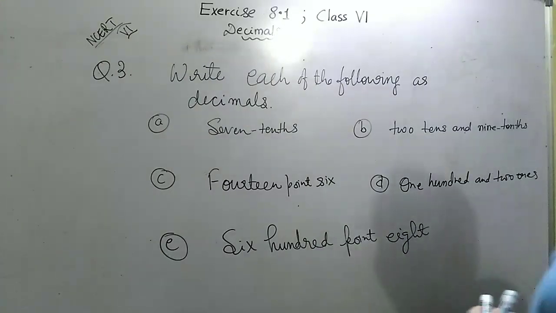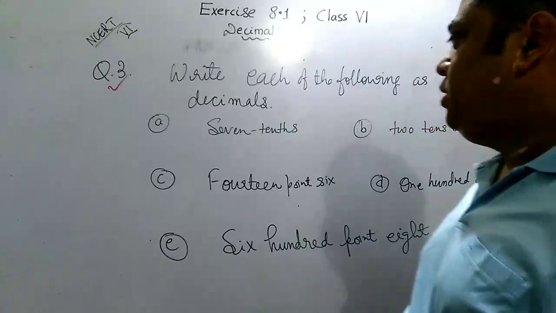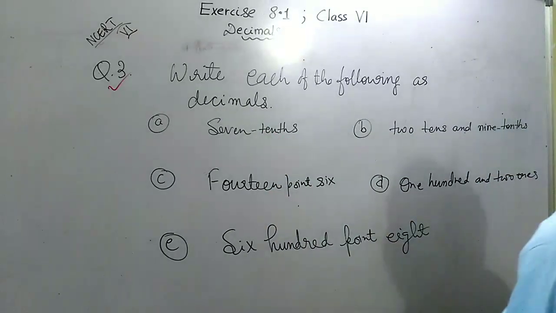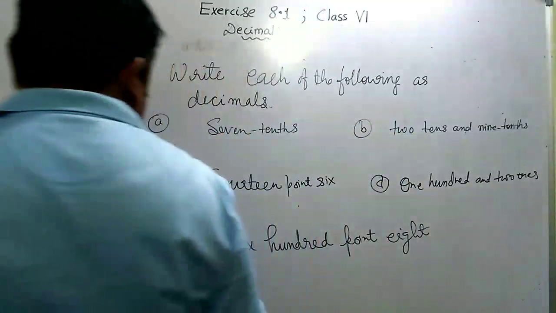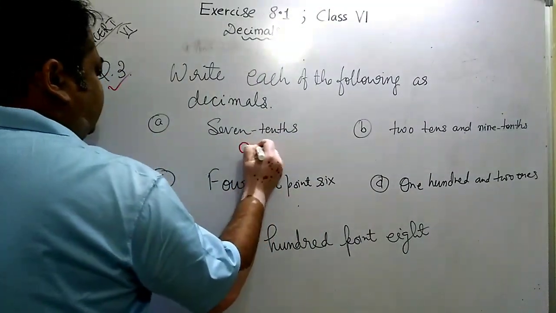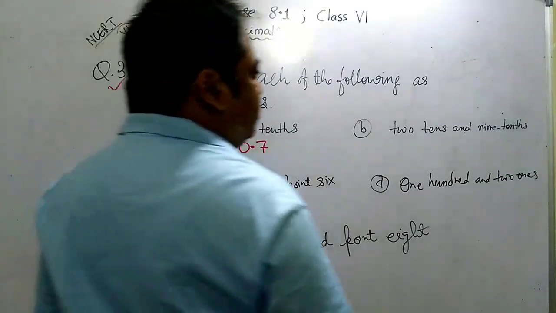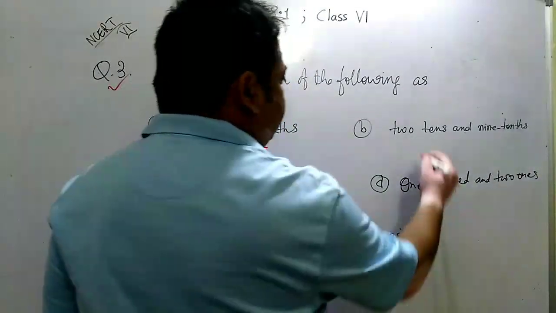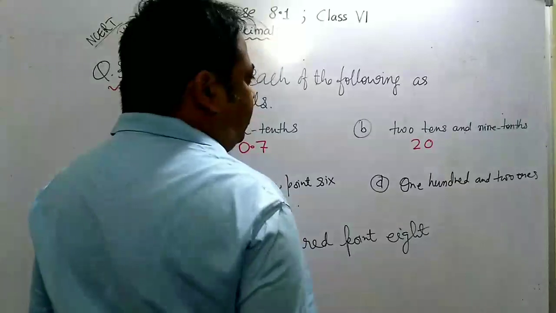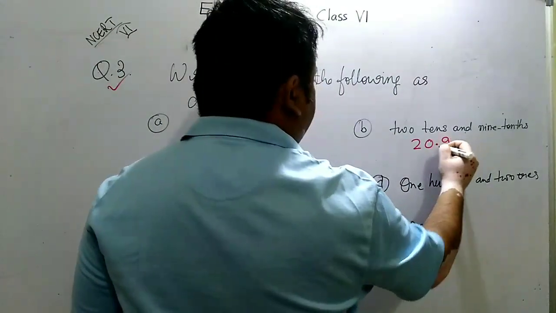Let us see question number 3 now. In question number 3, we have to write these words as decimals. So 7 tenths means 0.7. 2 tenths and 9 tenths. So 2 tenths means 0.2 and 9 tenths means 0.9.